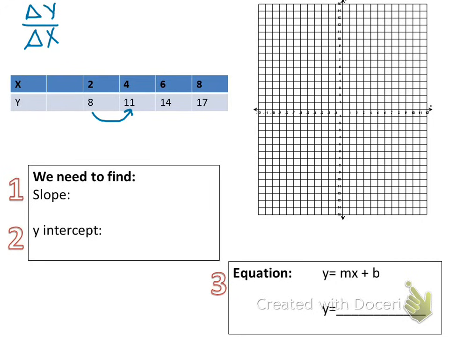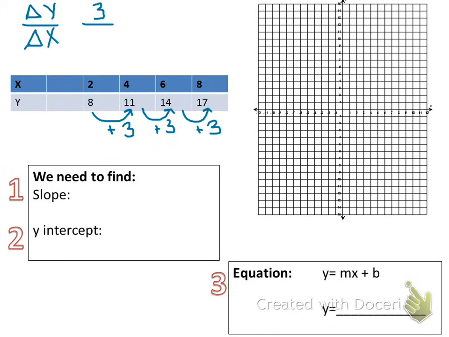From 8 to 11, I've added 3. 11 to 14, I've added 3 again. 14 to 17, I've once again added 3. My rate of change for y is positive 3.